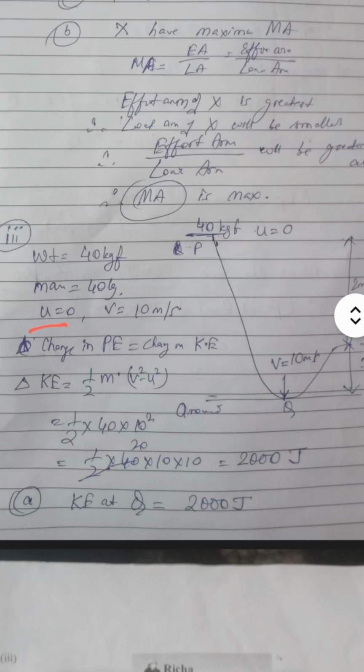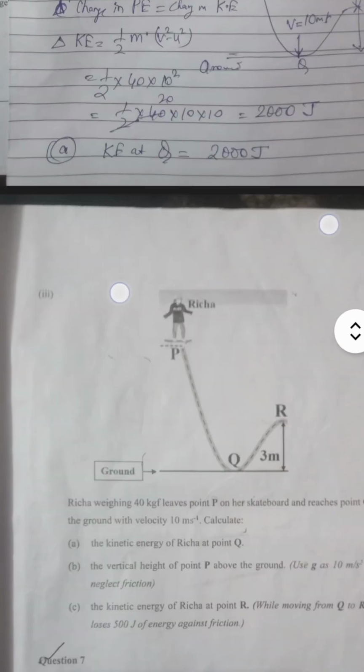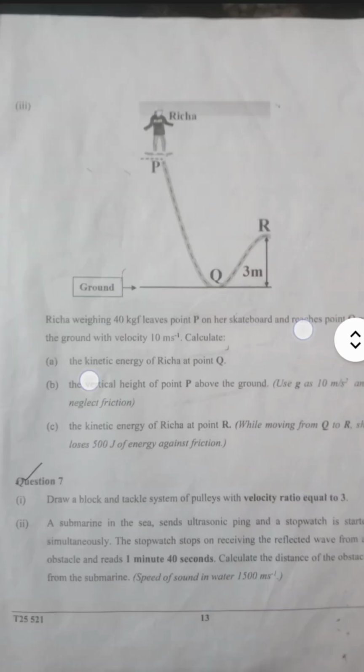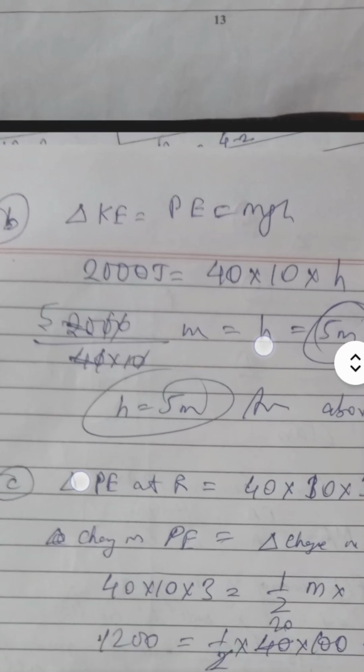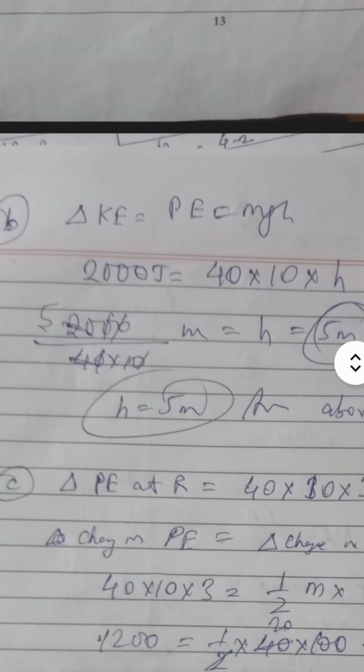that is kinetic energy is coming 2000 joule. Next part of the question was the vertical height of point P above the ground, if g is 10 meter per second square and neglecting friction in this case. So to calculate the vertical height, we know that the change in the kinetic energy is equal to the potential energy at the top. So the kinetic energy at the bottom Q is equal to potential energy at the top. So 2000 joule is equal to mgh, 40 into 10 into height. So by that, height is 5 meters.